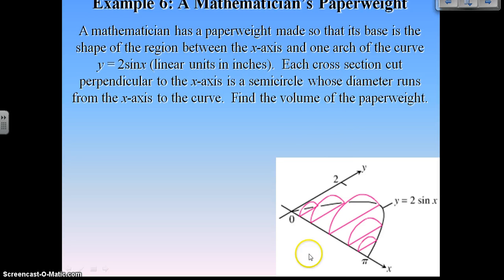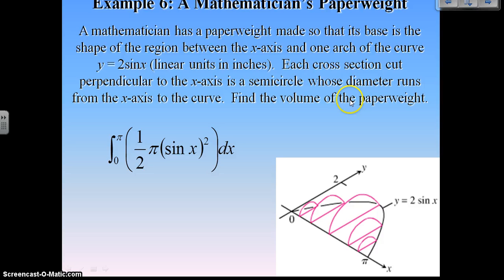I think we had just started talking about how we're going to take and find the area of each of these semicircles from 0 to pi, and we're going to add them all up using an integral, and that's how we're going to come up with the volume. So this is the formula I'm going to use. You know that the area of a semicircle is 1/2 pi r squared. So 1/2 pi, and this would be the radius.